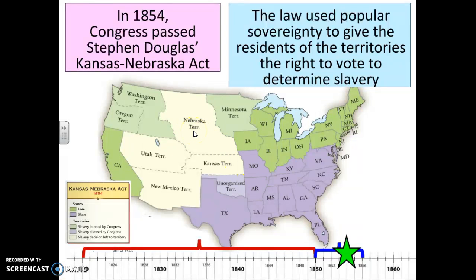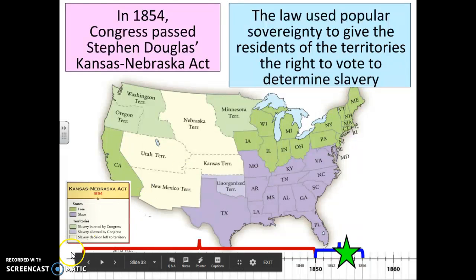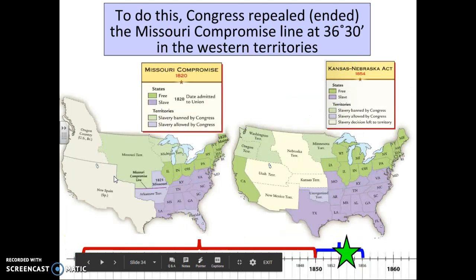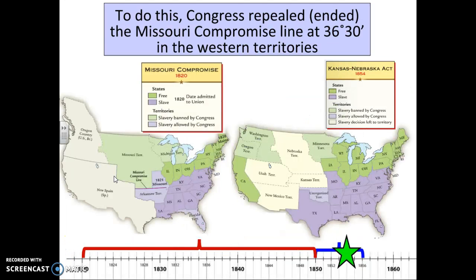In both Nebraska and Kansas, the citizens of these territories are going to get to vote on whether they want to keep slavery or abolish it altogether. Again, in order to do this with the Kansas-Nebraska Act, the Missouri Compromise had to be abandoned.